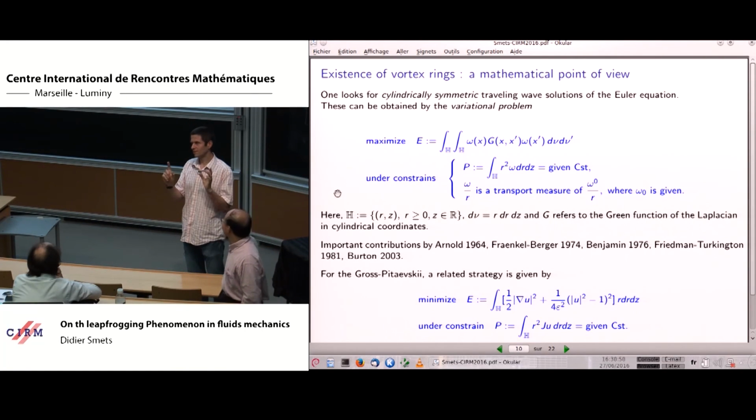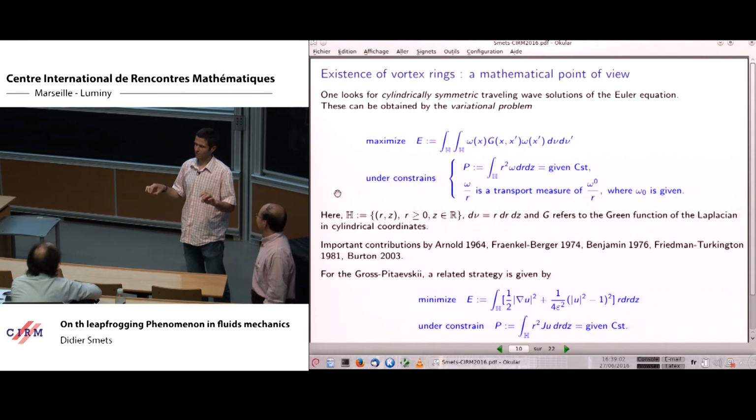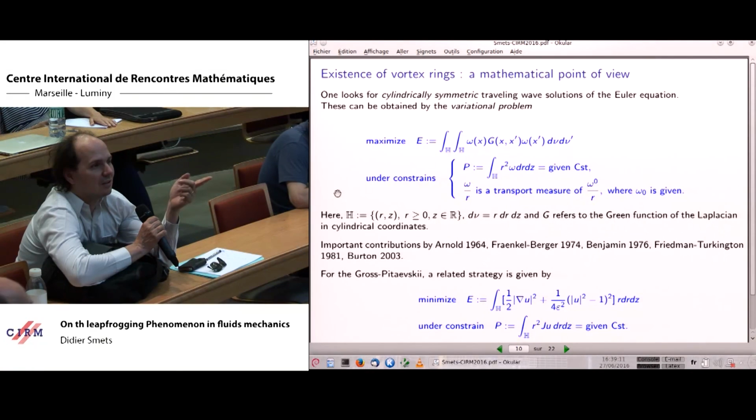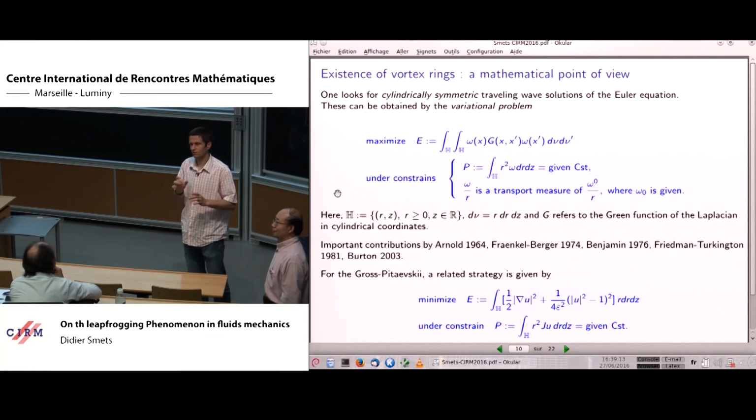But probably what is important is that the two vortex rings that you produce are very good ones, very neat, and perfectly aligned. If not, it is going to be totally different. The case where they make an angle is also studied.